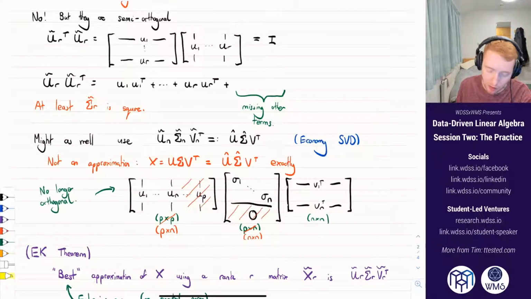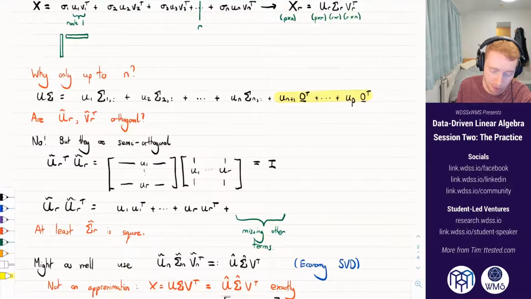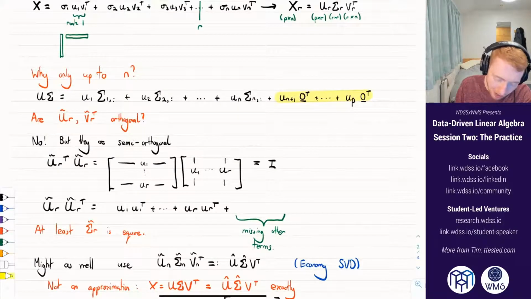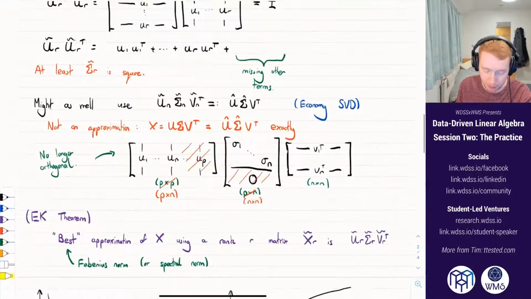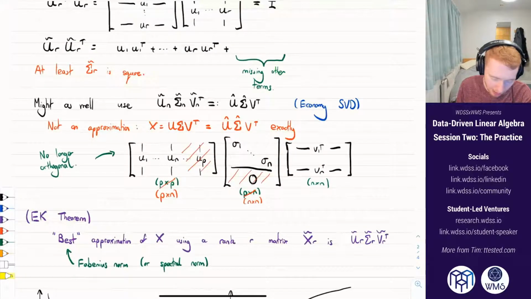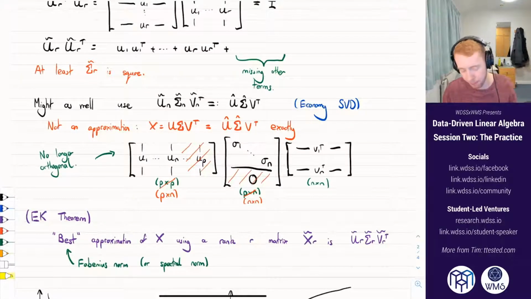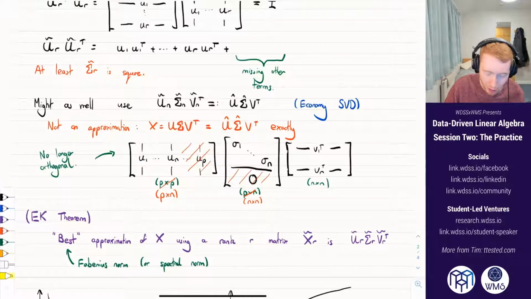It's worth noting that the economy SVD is not an approximation. If we only go down to rank n and not any further, it's actually still an exact representation of X, just using a bit less data. The reason for this is that all of those zeros at the end, we can forget about. They're not important. Intuitively, if we take our original SVD, U sigma V, we basically just ignore these final U's here, and then we ignore all these zeros.